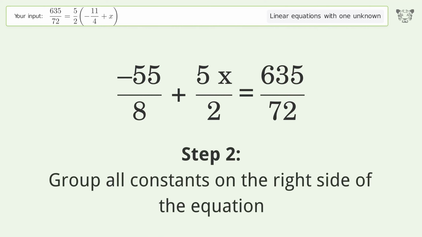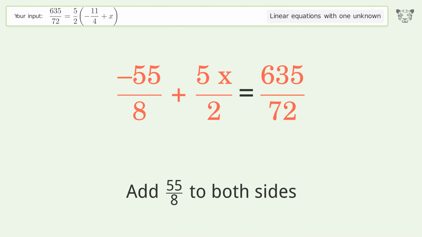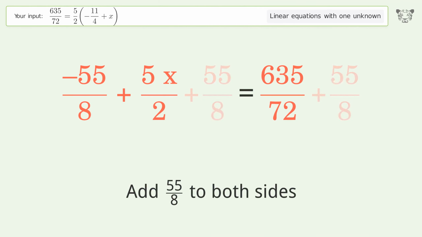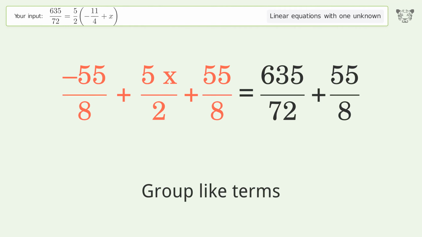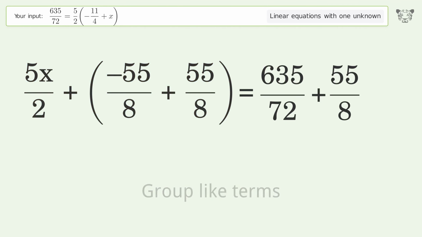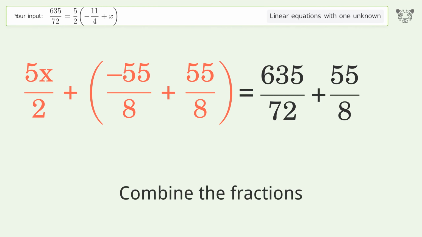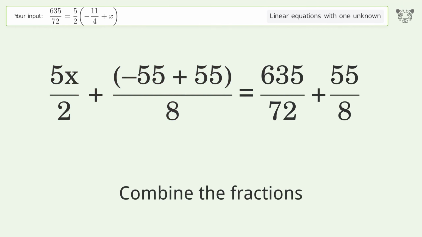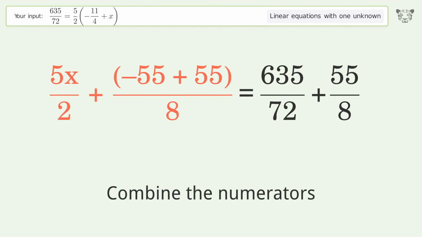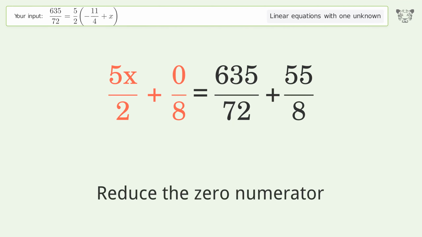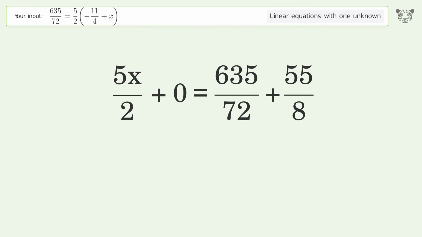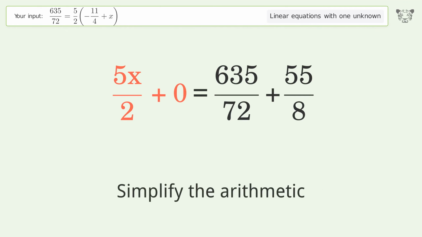Group all constants on the right side of the equation. Add 55/8 to both sides. Group like terms. Combine the fractions. Combine the numerators. Reduce the zero numerator. Simplify the arithmetic.